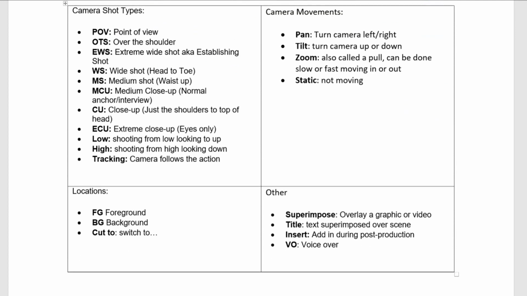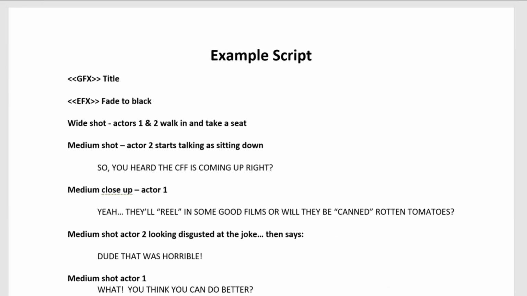And over here we have descriptions of shots: point of view, over the shoulder, extreme wide shot, medium close-up shot, extreme close-up, low, high, tracking, pan, that's you moving your camera left to right, tilt, zoom, and static. Almost all shots, at least for beginning people, your shots will be static shots. It makes it a lot easier to work with. Locations, I would say that what's missing here is external and internal shots, so if you're outside or inside a place, and a few other miscellaneous things as well.